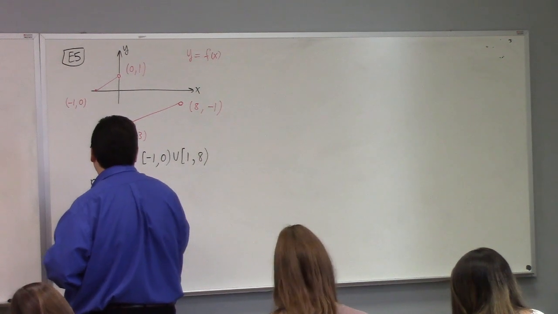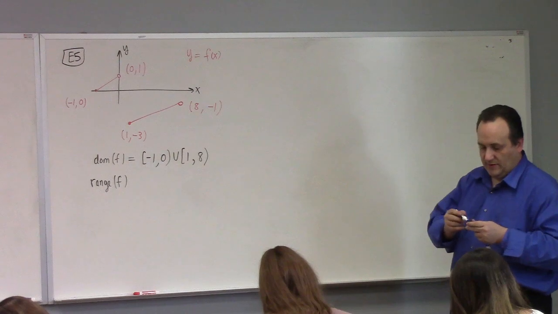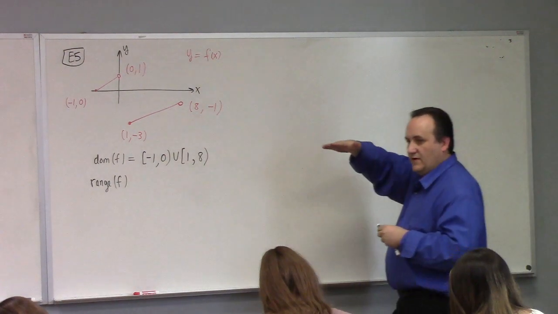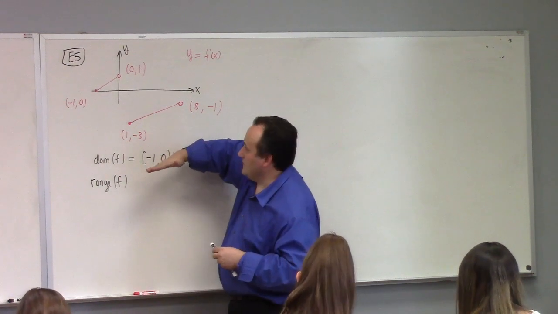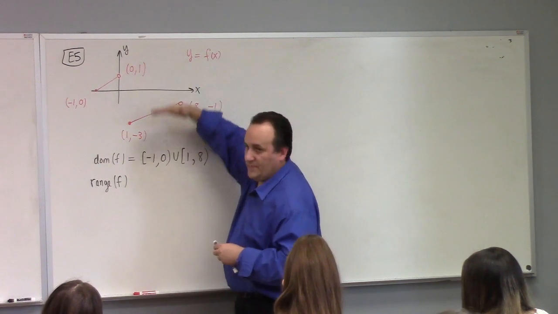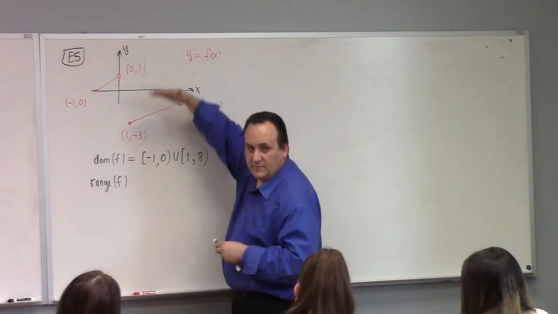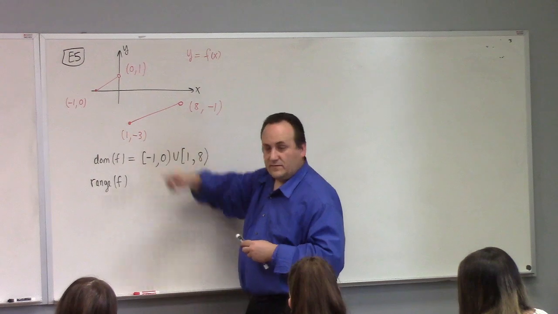Again, the range should be the y values that are attained on the graph. The way to figure out the range is you just have to look at the graph and imagine hitting it with horizontal lines like this. You look at it top to bottom. What's the lowest value of y? Negative 3. That's where we start.